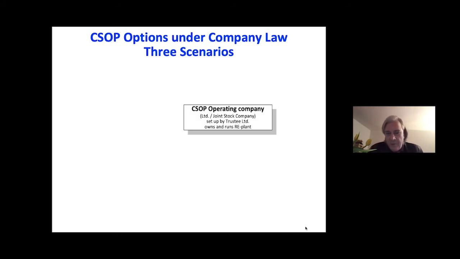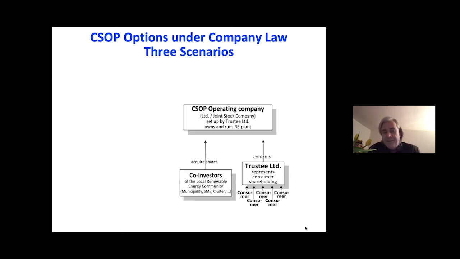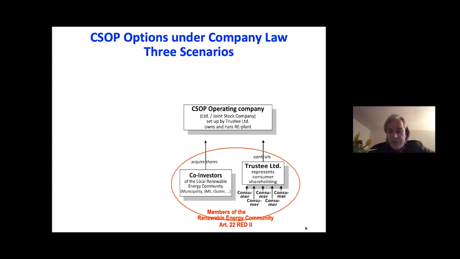We have the CSEP operating company, for example, a limited liability company set up by the municipality or by the trusteeship, which runs and owns the plant. We have individuals that can be represented by the trustee, limited, or by a physical trustee, or by a cooperative. And we have local co-investors, typically a municipality, SMEs, or participants of a cluster. These are the members of the renewable energy community in the narrower sense, and they qualify for support under RED 2, and their investment can be financed by a bank loan, which then in a mirror loan goes to the trusteeship.